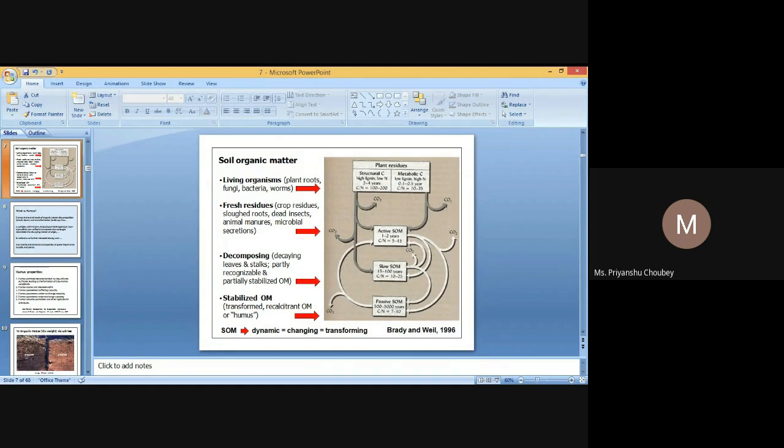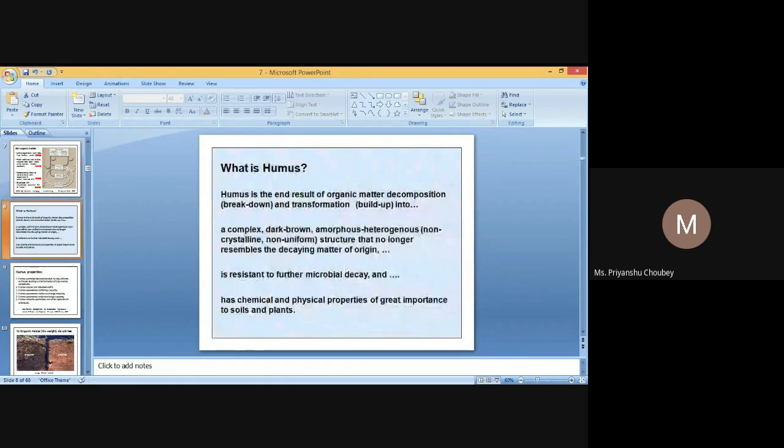Optimum pH means for availability of different nutrients. Like nitrogen: if nitrogen availability in soil, the pH is 6 to 8. For phosphorus availability, the optimum pH range is 6.5 to 7.5. For potassium availability in soil, the pH is 6 to 7.5. For sulfur availability, the optimum pH range is 6 and above. Calcium and magnesium availability in soil, the pH is 7 to 8.5.